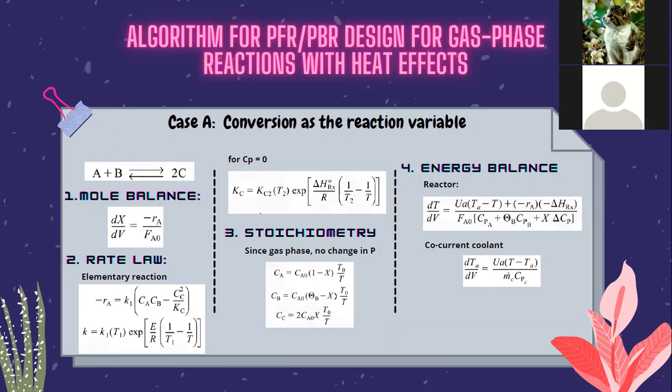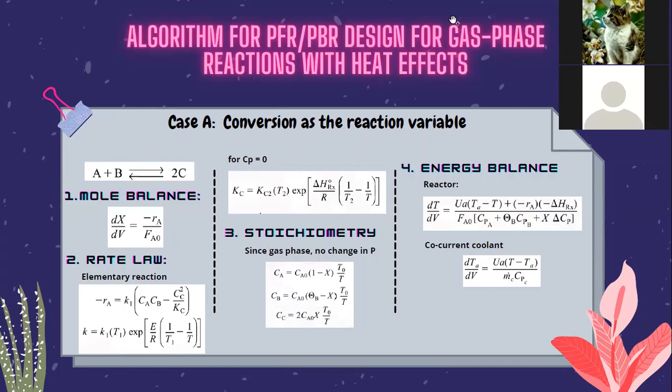First step is you need to find the mole balance for this reaction. So this is the formula for the mole balance in PFR and PBR. And then we need to find the rate law, and we assume that this reaction is an elementary reaction, and we will use this formula to get the value of the K constant. And then for a condition for Cp equals 0, we can use this formula, which is Kc.